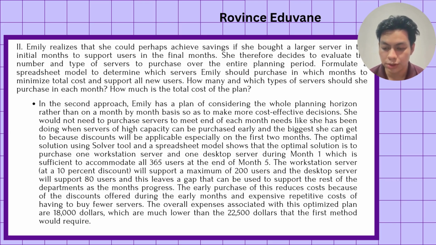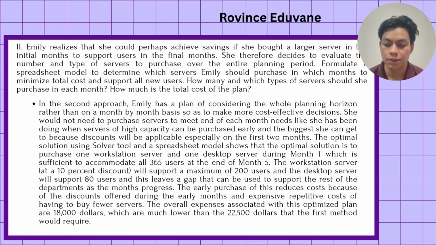The optimal solution using the Solver tool and spreadsheet model shows that the optimal solution is to purchase one workstation server and one desktop server during the first month, which is sufficient to accommodate all 365 users at the end of the 5th month. Okay, so the workstation server at a 10% discount will support a maximum of 200 users, and a desktop server will support 80 users, and this leaves a gap that can be used to support the rest of the departments as the months progress.